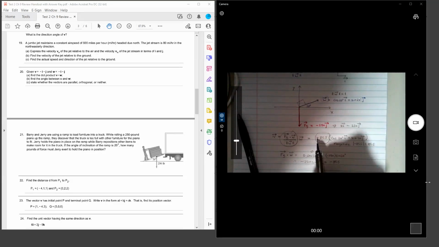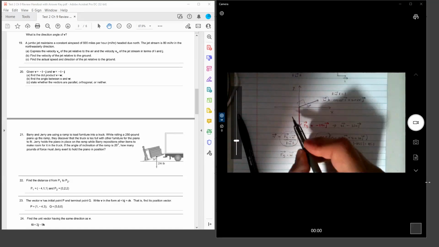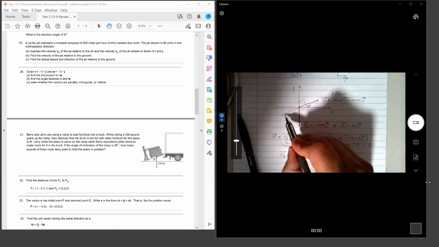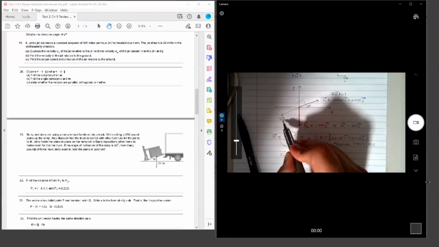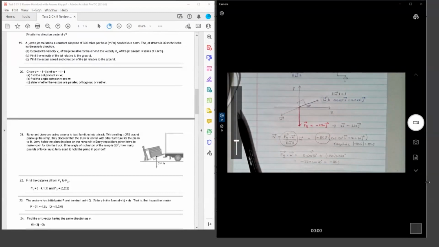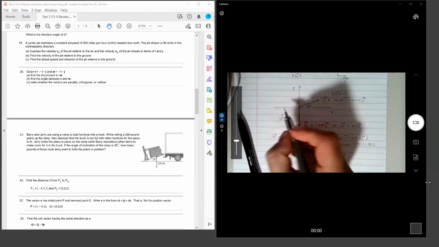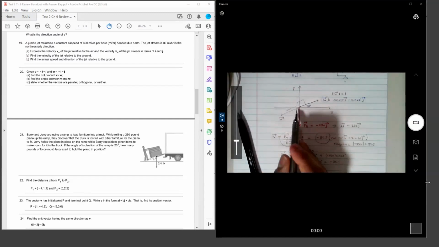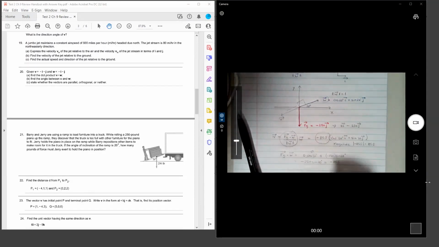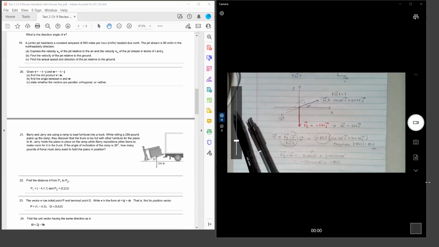And so if you're wondering what the negative is all about, the negative represents a vector in this direction, which makes sense. Naturally, the piano wants to roll down the ramp. So that's why this vector is in this direction. But how much muscle should Jerry put? He should put 85.5 force of muscle to keep the piano from rolling down the ramp.